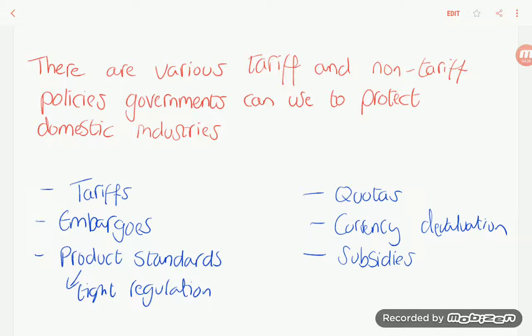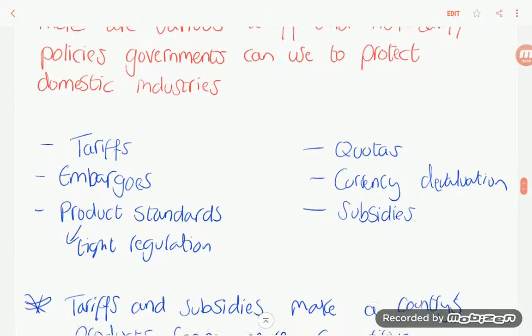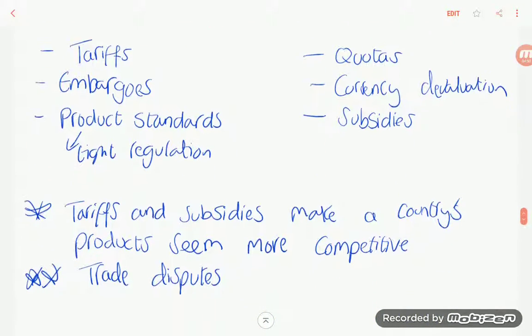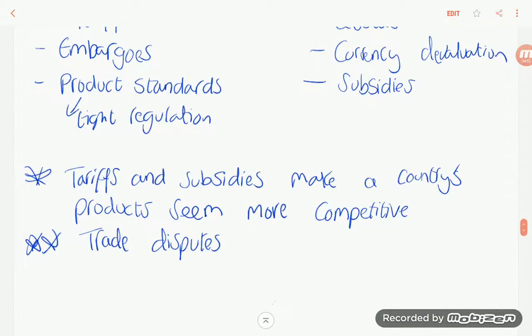Subsidies can be given to domestic producers. This reduces the cost of production of domestic products, making them cheaper to buy. But subsidies can be costly to a government. They're obviously also going to impose an opportunity cost in the government spending, as the government may forego expenditure on education, for instance.